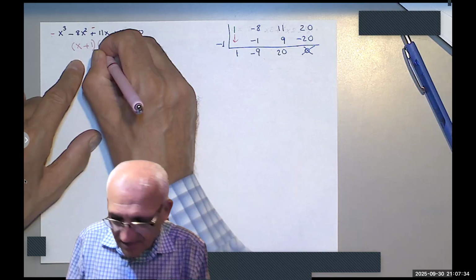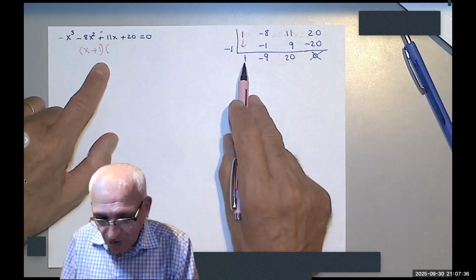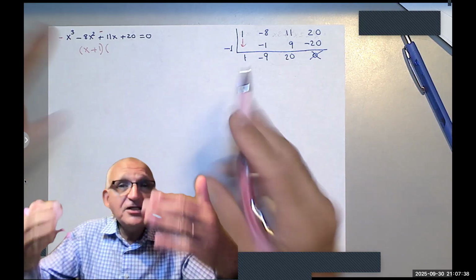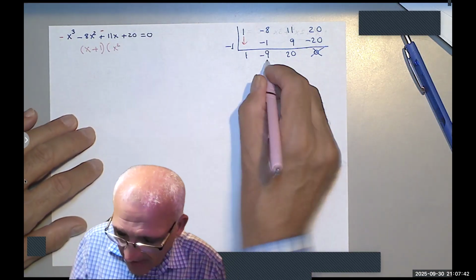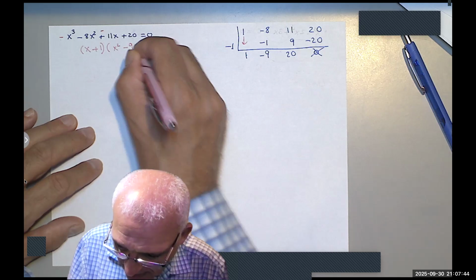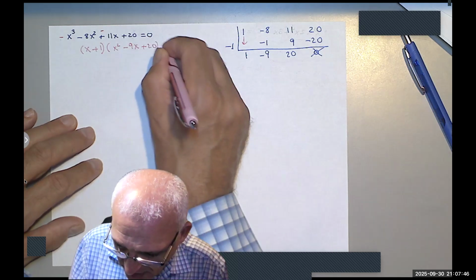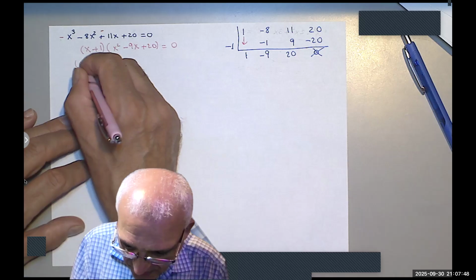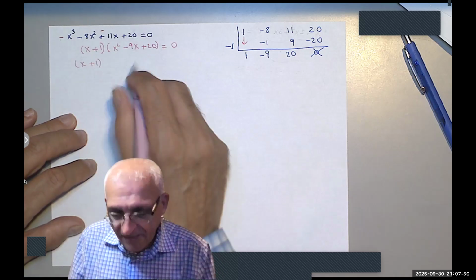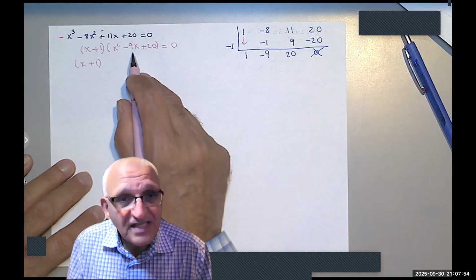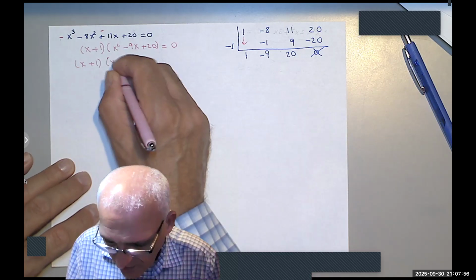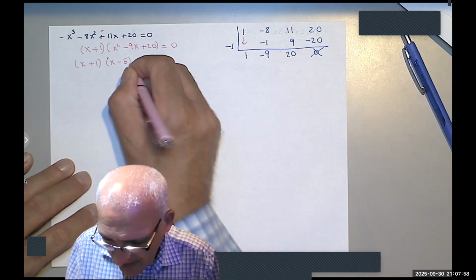The second bracket will have, notice this was x cubed, we reduce the power by 1. So we get x squared minus 9x plus 20 equals 0. We can factor the second. We have two values whose product is 20 and whose sum is negative 9. That's, of course, negative 5 and negative 4.